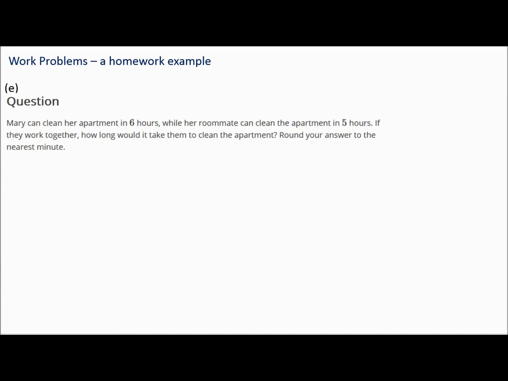Notice it says round your answer to the nearest minute, which means they want this answer in hours and minutes, okay? So Mary can clean her apartment in 6 hours. So that would be 1/6 is the rate. So she can get 1/6 of the apartment done in an hour, and her roommate can clean the apartment in 5 hours. So we're going to add that to her rate, which is 1/5 of the apartment can get cleaned in an hour, equals what we really want to know is how fast can they do this together. And since we don't know that, I put T in the bottom to represent the time that it takes for them to clean the apartment together.